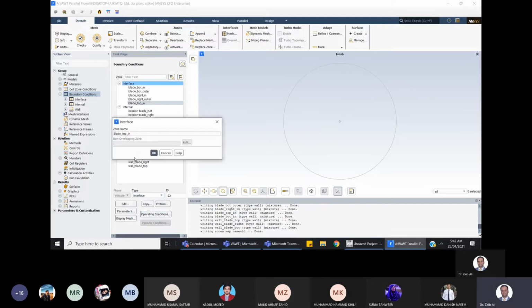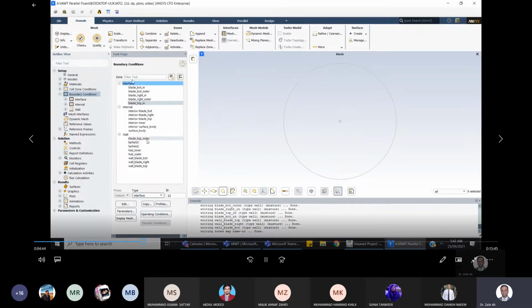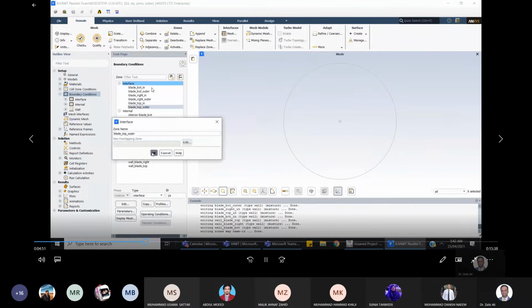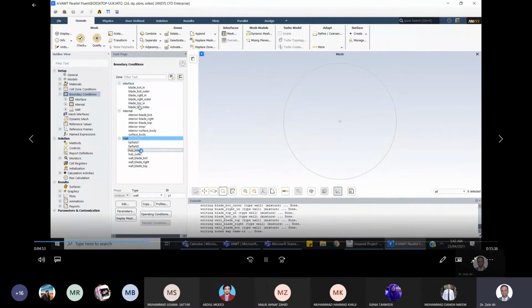Once you change it, you will see that a new group is formed with the name interface. With these 6, and for the inner hub region, there will be another interface. So there will be 4 interfaces created.